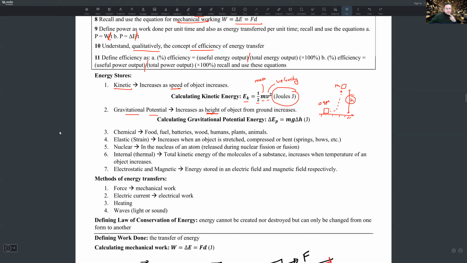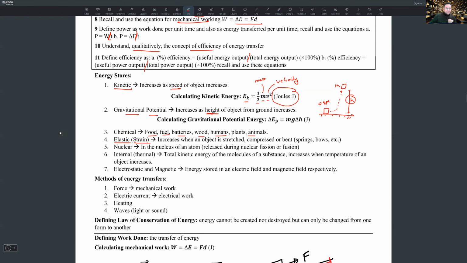Chemical energy is the energy stored in food or fuel or batteries or your body, for example, or other animals or wood. Anything that you can burn is called chemical energy. يعني أنا في جسمي دلوقتي chemical energy. I'm talking صح؟ I'm talking a lot صح؟ وأكتب. What energy am I losing from my body because of my actions? Chemical energy.